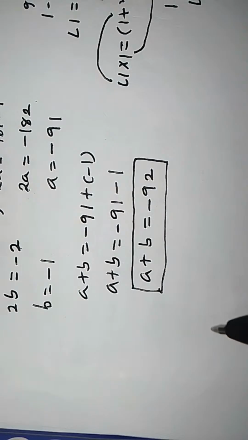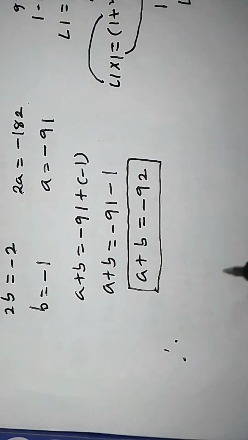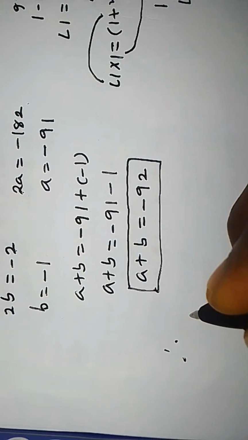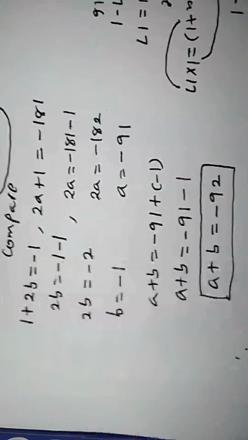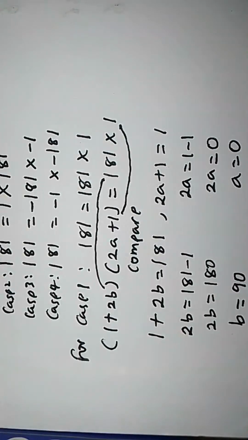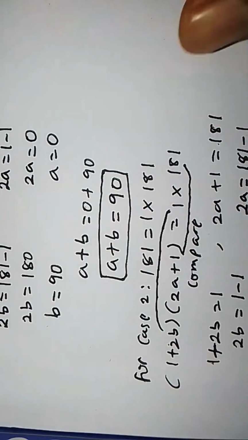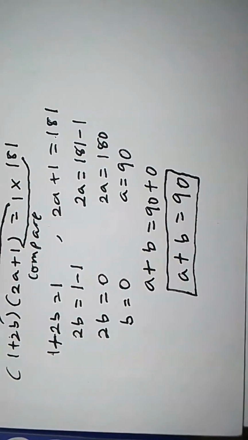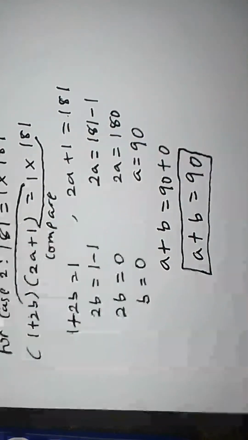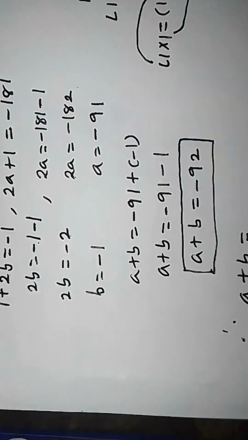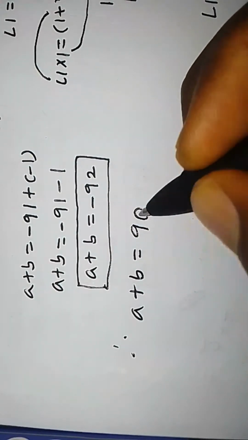You will deduce that from all the four cases, the first value of a plus b that we got, let me show you, is a plus b equal to 90. Also in the second case, we got the same answer, a plus b equal to 90. So let us write it down. a plus b is equal to 90.